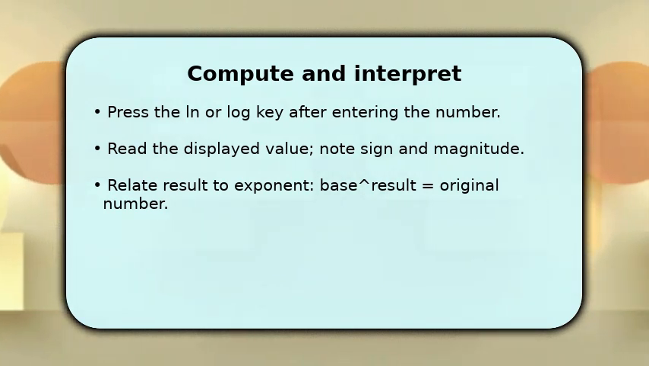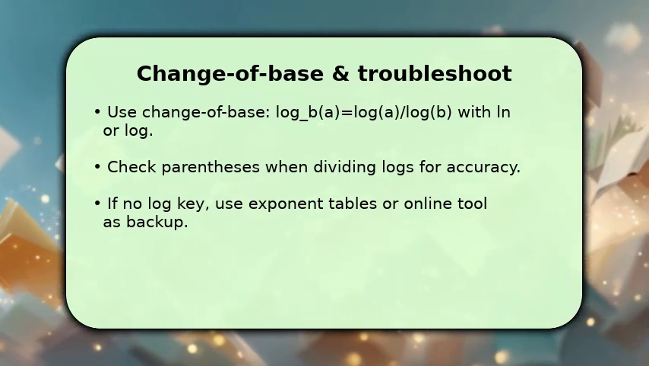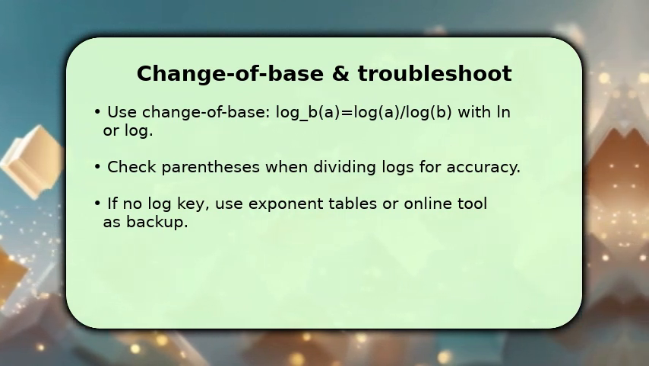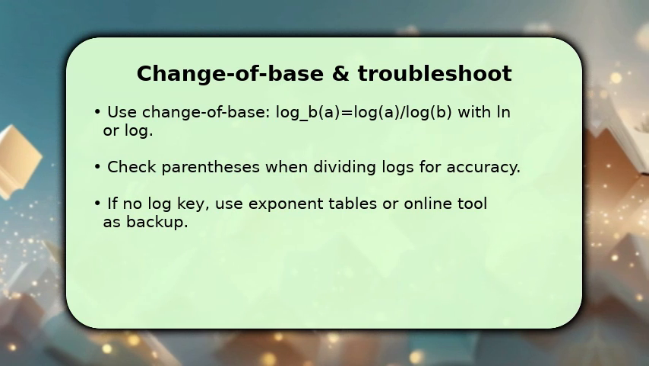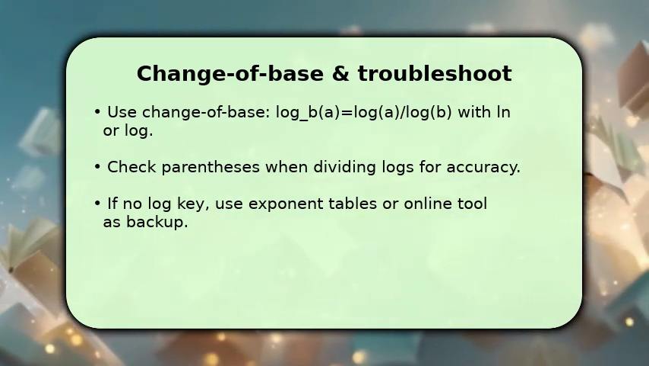To find a log with a different base, use the change of base formula. Log base b of a equals log a divided by log b. You can use either ln or log consistently. Enter log a, divide by log b, and press equals. Parentheses help keep the division grouped correctly.